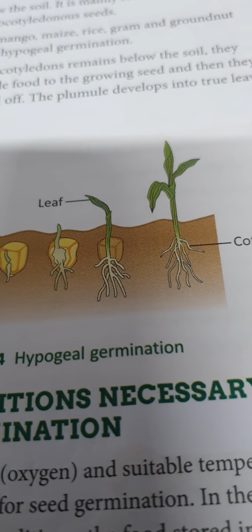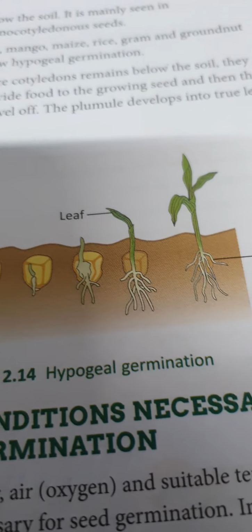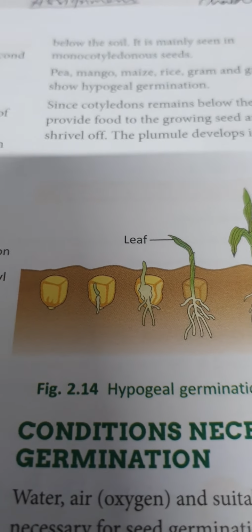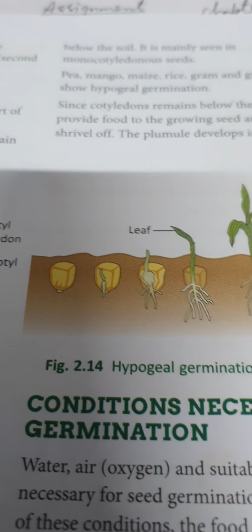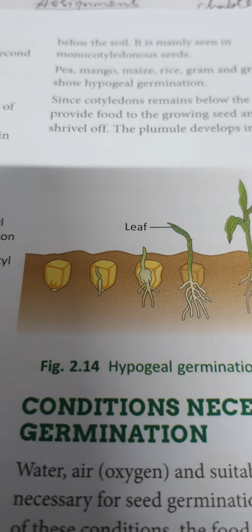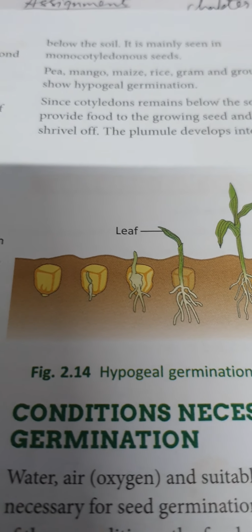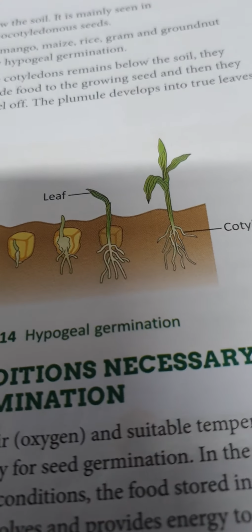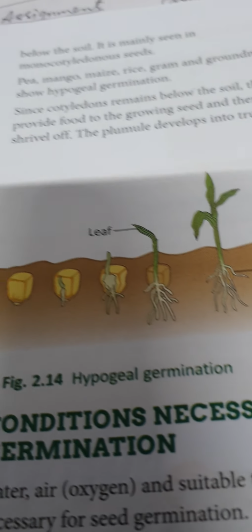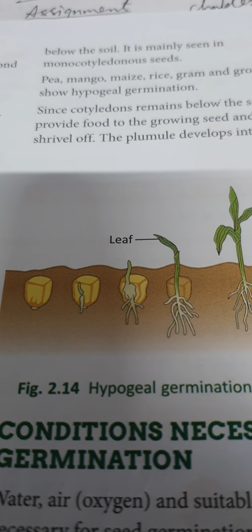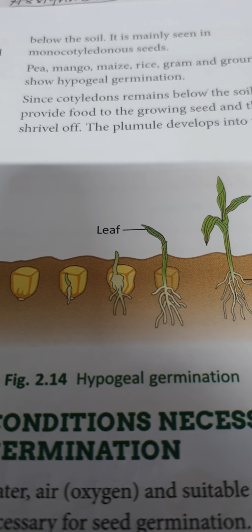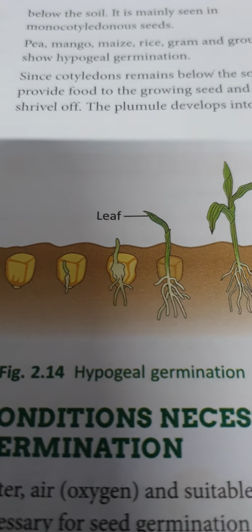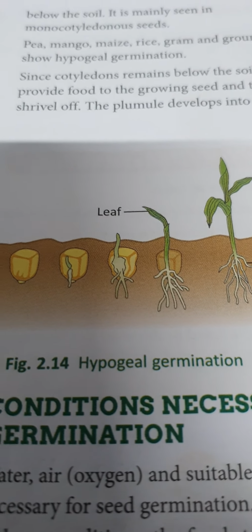The plumule develops into the true leaves. So you can say in this type of germination, what happens to epicotyle? Epicotyle elongates, not hypocotyle. In this, epicotyle elongates and the cotyledons remain below the soil. This happens only in pea, mango, maize, rice, gram.